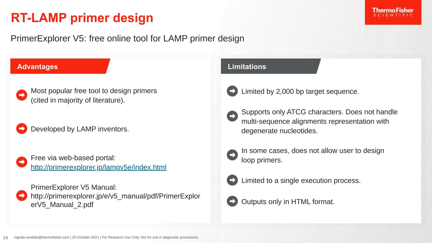It's limited to a 2,000 base pair target sequence. It supports only ATCG characters and doesn't handle multi-sequence alignment representation with degenerate nucleotides, which is often a problem when trying to design loop primers, so we suggest not to use degenerate nucleotides. It's limited to a single execution process, and the output is in HTML format. But despite this, it's an excellent tool. It's used very frequently and cited in literature, which really indicates that the primers work well. And as mentioned, it has a very descriptive user guide for more information.